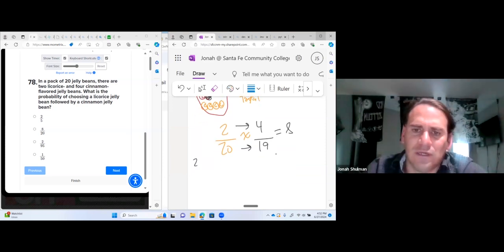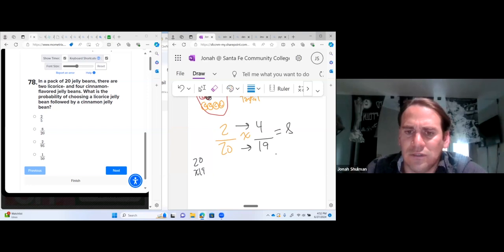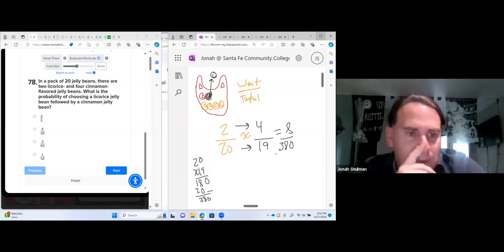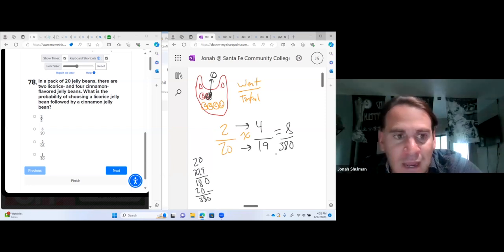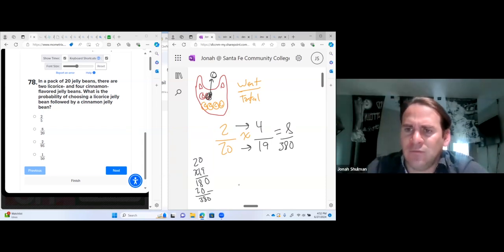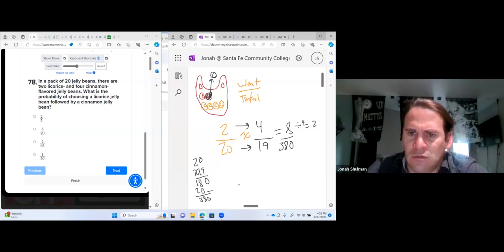So I don't want to use the calculator anymore because it was frustrating me. 380. Now we have to make this smaller. I believe we'll be able to divide this by 4. Let's find out. 8 divided by 4 is 2. What is 380 divided by 4? Let's see if this works.